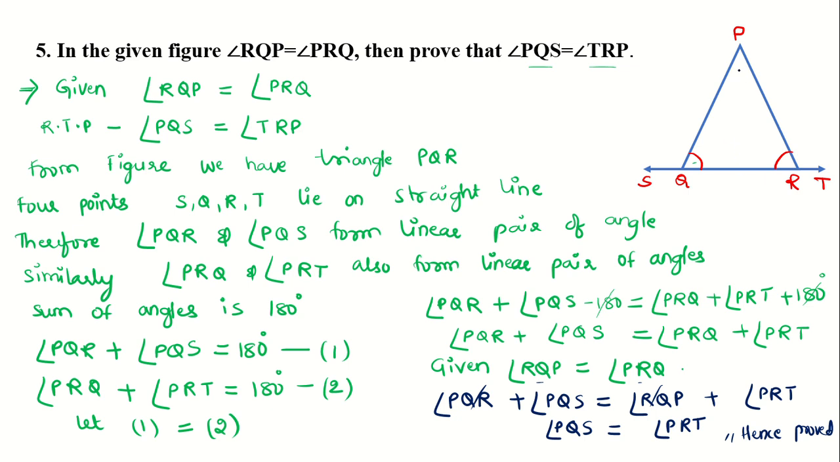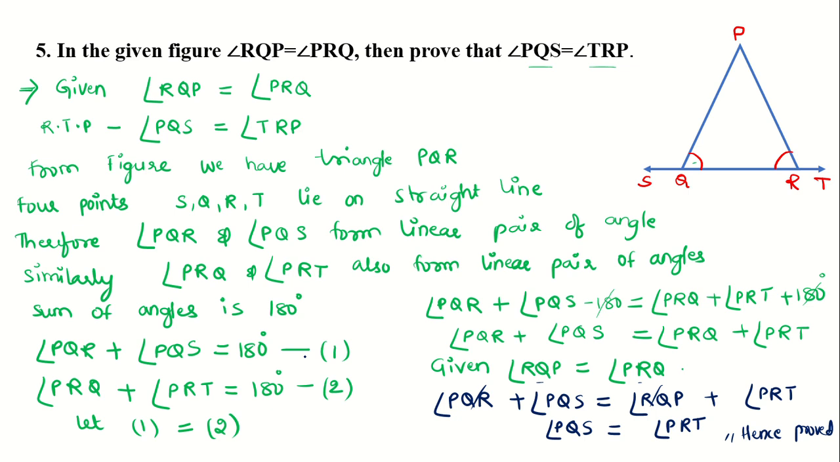First, how did we solve this question? First, consider this left side. Take these two angles. Next, as they are on this straight line, they follow a property called linear pair of angles. Next, take the right side angles. Take angle PRQ and angle PRT. Sum them up. It will be equal to 180 degrees. You will get two equations. So, equalize these two equations.